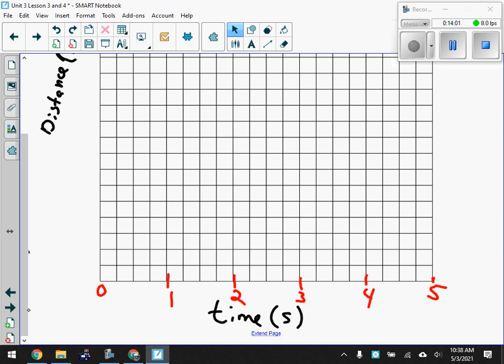Again, you don't have to label exactly every square. Which ones do you label? Well, the ones that make sense. We have the data that we have there: 0 seconds is this, 1 is this, 2 is this, 3 is this, 4 is this, 5 is this. That's what we want to do.